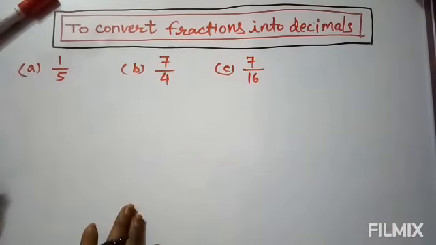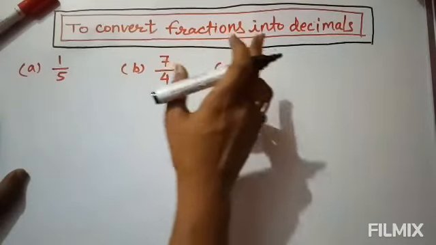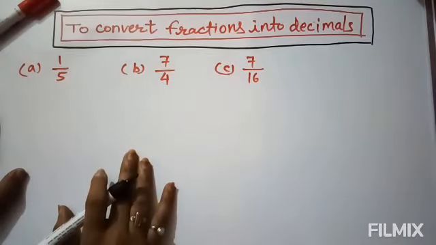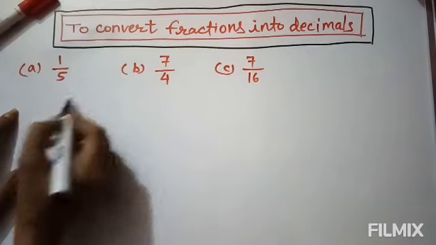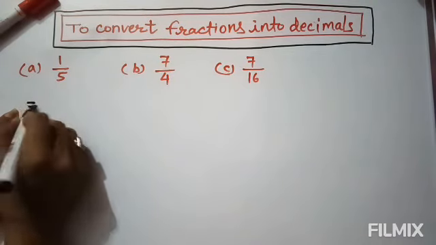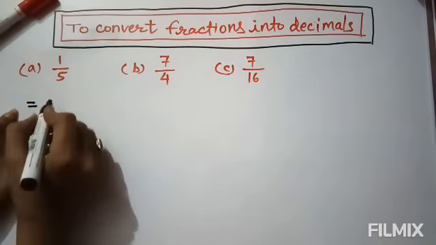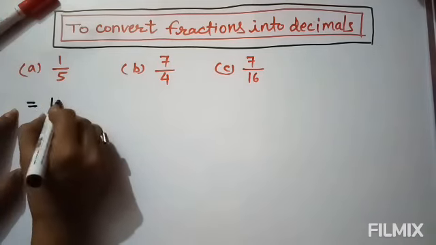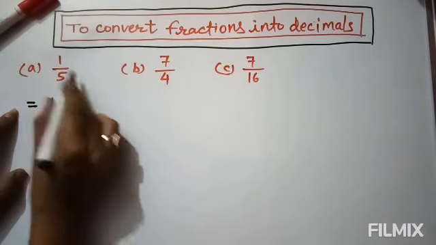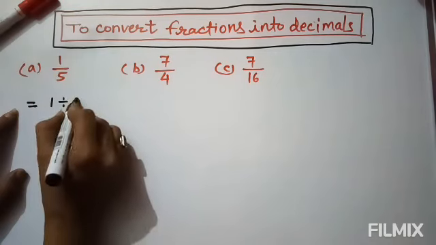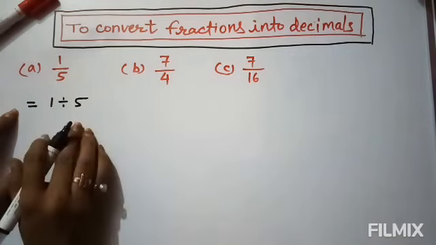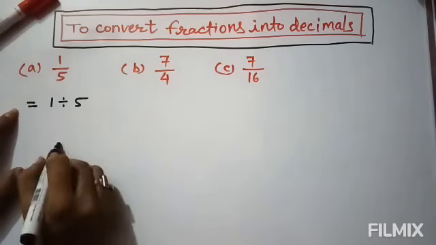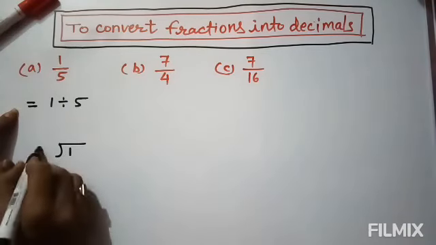Let's move to another topic, which is to convert a fraction into a decimal. In order to solve this type of question, we write the numerator and directly divide by the denominator. So what to do in this question: we will write the numerator as the dividend and the denominator as the divisor. Am I clear? After writing this, you know how to divide. Write it in the long division method.